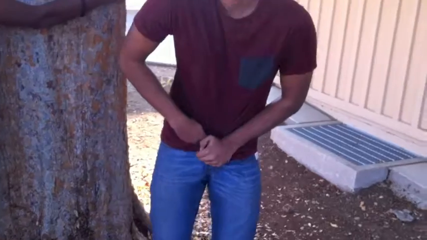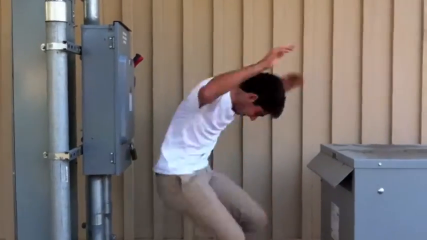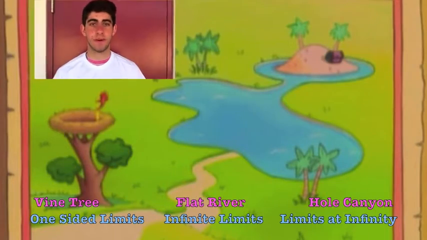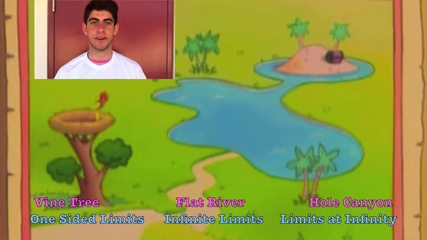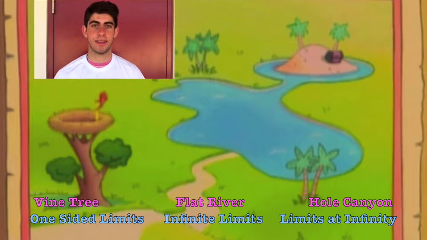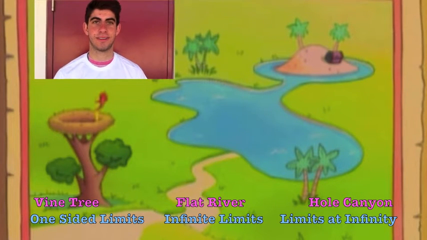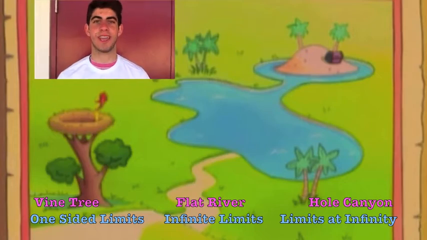The map! I'm the map! If you want to get to infinity, you'll first have to go to the one-sided vine. Then you have to go to the flat river. And then you have to go to Whole Canyon.